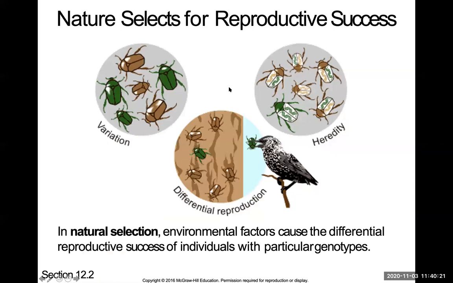Evolution. So in natural selection, environmental factors, the environment, can cause differential reproductive success. Environment can cause or decide, basically, depending on who it favors, who's going to reproduce with a particular genotype. So you need three things for natural selection.